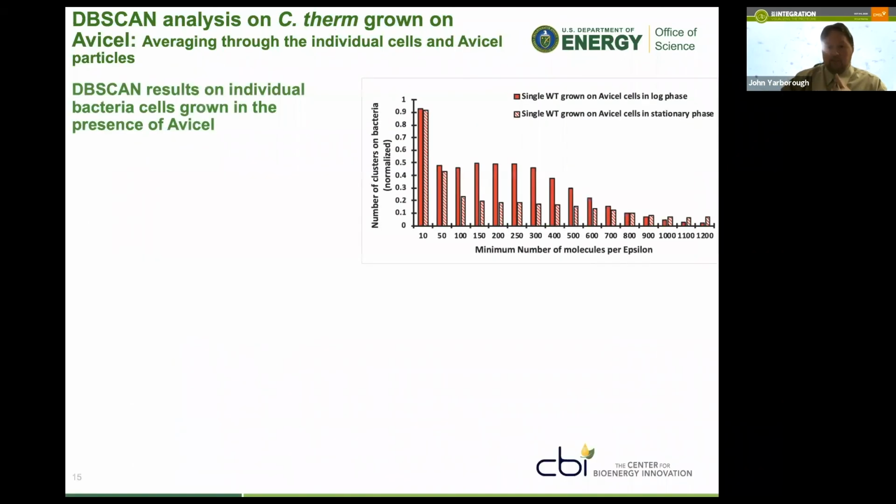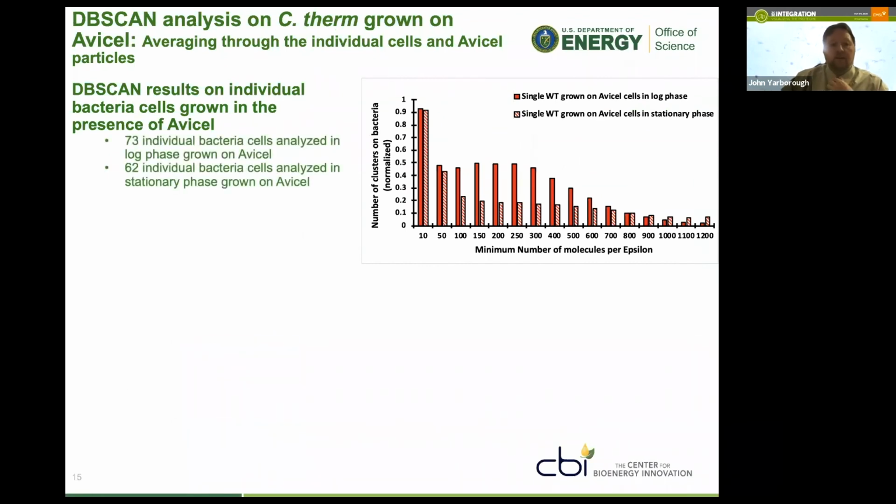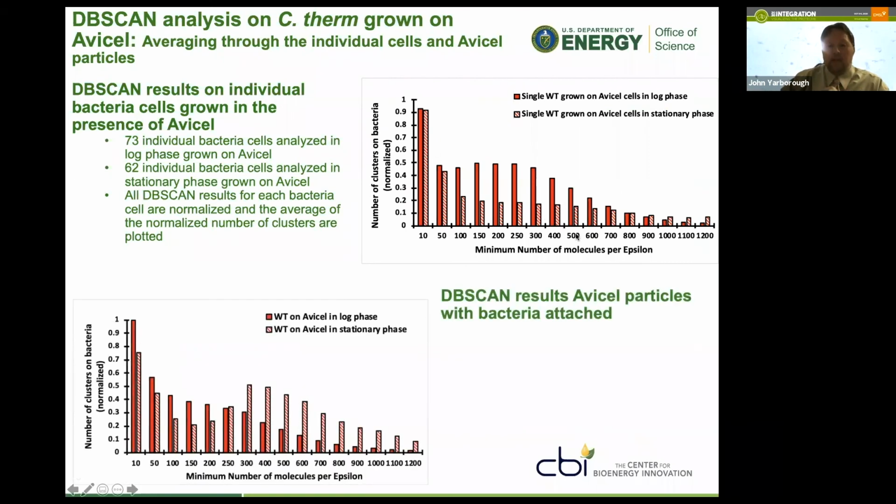And if you look at avicell, at the single bacterial cells, here we looked at 73 individuals in log phase and 62 in stationary phase. We clearly see two distinct distributions, that as you go between log phase and stationary phase, you see a shift from a normal distribution pattern to an exponential distribution pattern. Same with avicell, you see the reverse. With avicell particles in log phase, you see a rather exponential distribution.